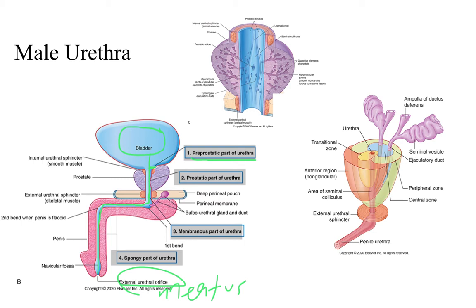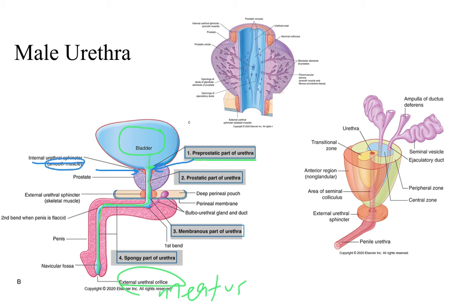And so you notice that that is a very, very small part. In fact, it's really just the opening of the urethra from the bladder, because right away it's going to enter into the prostate. And what I want you to notice about this specifically is here, just as it's entering the prostate, is where your internal urethral sphincter is located.